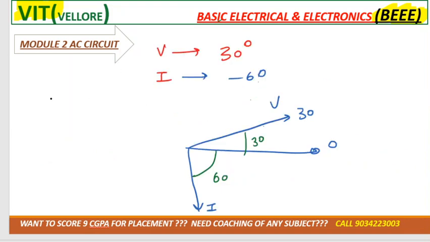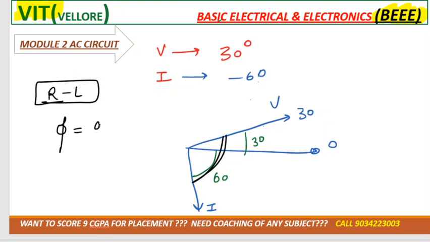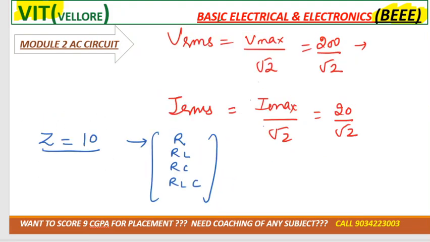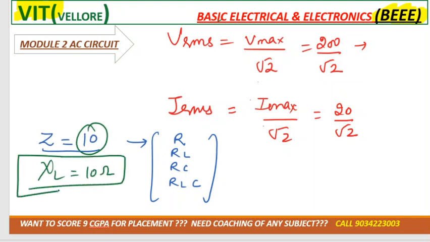So if current is lagging, that would be an inductive circuit, right? So inductive circuit means it is the combination of R and L. And how much is the angle between voltage and current? 90. So if phi angle is 90, that means no resistance is there. It's a purely inductive circuit, right? And if it's an inductive circuit, the Z value we got is 10. That is XL is equal to 10. Okay, clear?